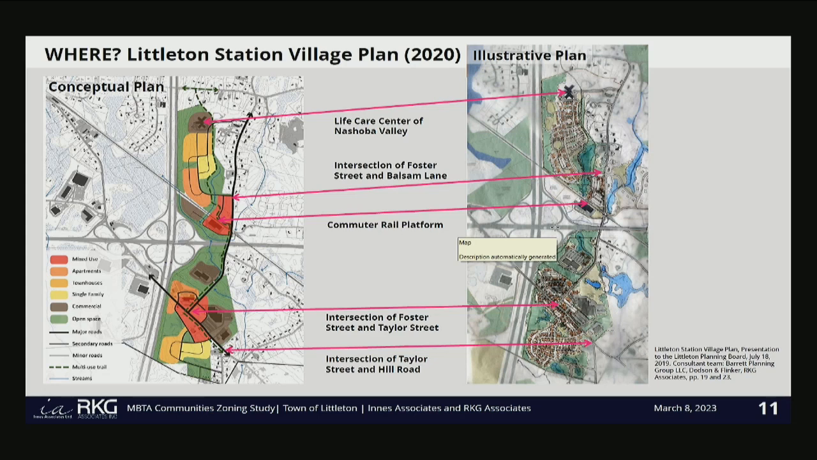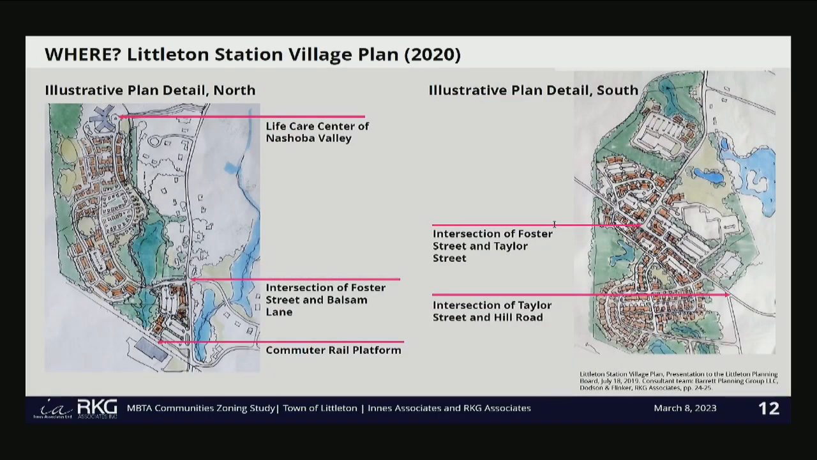And I've called out so you can see from plan to plan where different landmarks are to help. So at the top, we've got the Life Care Center of Neshoba Valley. The middle one is the intersection of Foster Street and Balsam Lane. Down here is a commuter rail platform on either side. Down here is the intersection of Foster Street and Taylor Street. And finally, the intersection of Taylor Street and Hill Road. So you can just see from where to where that plan took place.